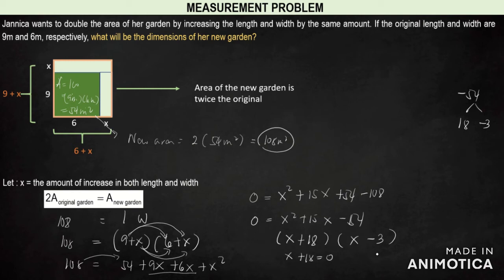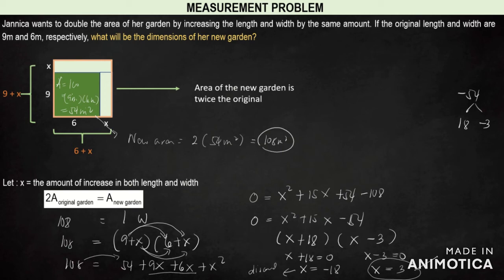x plus 18 equals 0. x minus 3 equals 0. So we have x equals negative 18, and then x is equal to 3. Now, since we are talking here of length, length can never be negative. So, x equals negative 18 will not be used. So, we'll discard it.